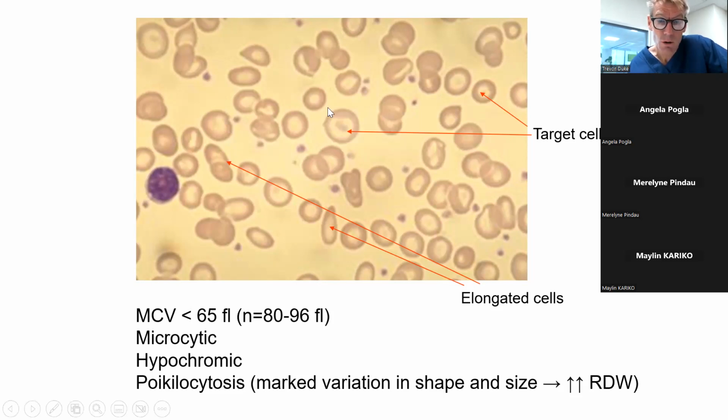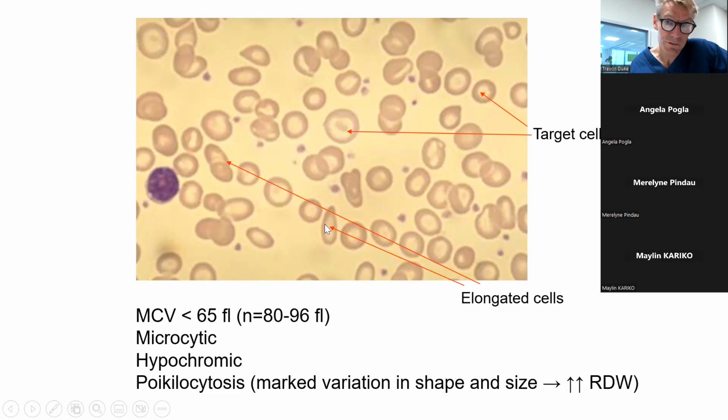So this is a common cause of anemia where you get very pale cells with target cells. So they've lost all their hemoglobin. The pigment inside the cells is not there, but you can see what's called a target cell, where you get a red circle and a red circle in the middle, surrounded by most of the cytoplasm of the red blood cell being pale.